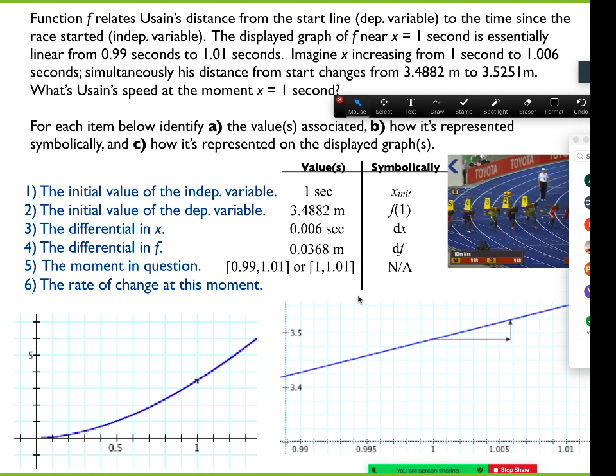Okay, what about the rate of change at this moment? What is its value? Or if you can't do it in your head, what would you do to get it? 0.0368 divided by 0.006. Very good. And what symbol do we use for the rate of change? Yep, df dx, or m.